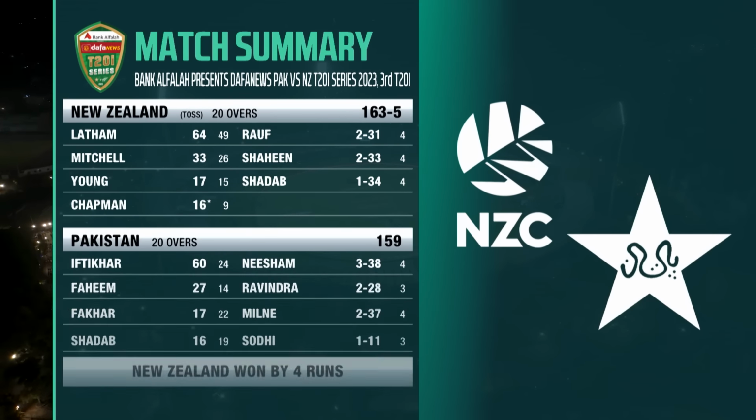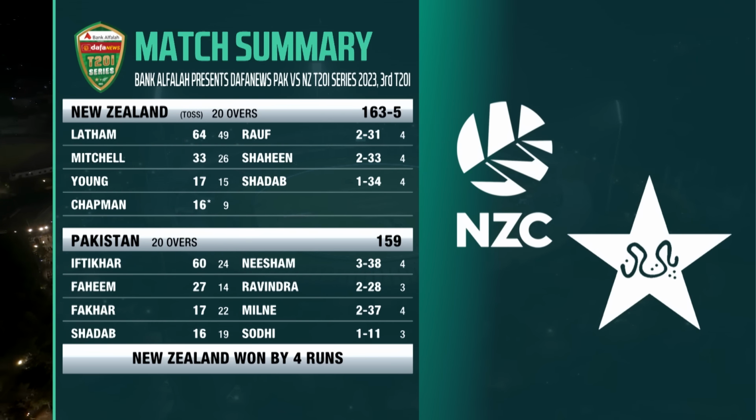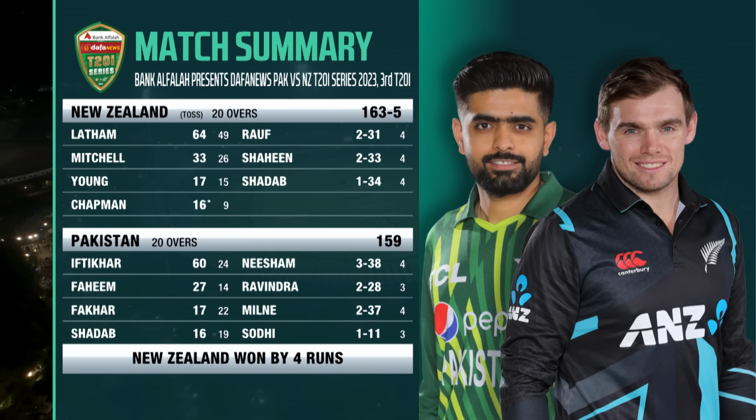Quick look at the match summary. New Zealand won the toss. They decided to bat first, posted 163 for 5. For a moment probably thought just maybe 10-15 short, but they bowled well to keep themselves in the match and win it by 4 runs, and Pakistan got 159 in their 20 overs.